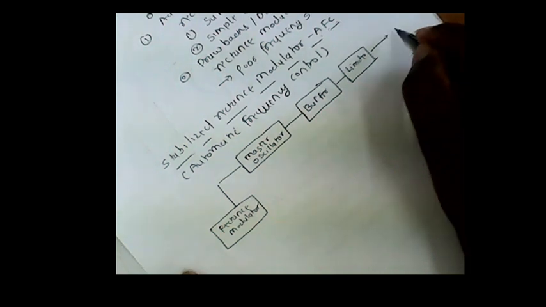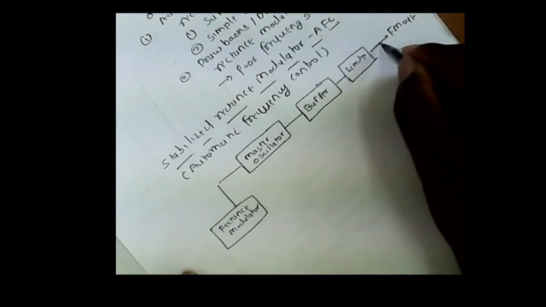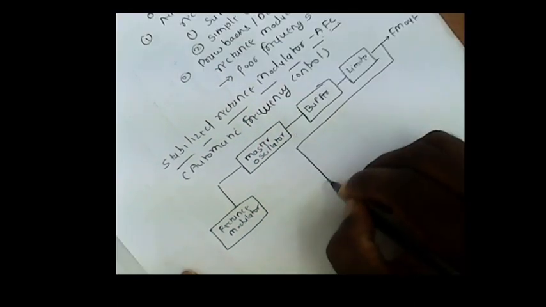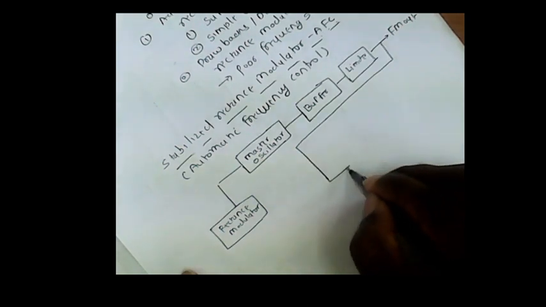Here is a reactance modulator, then the master oscillator, then the buffer, then the limiter, then FM out, which is given to the mixer.